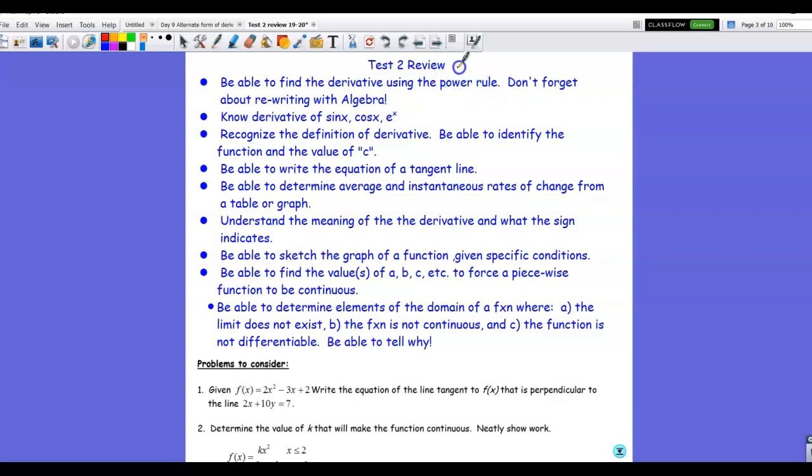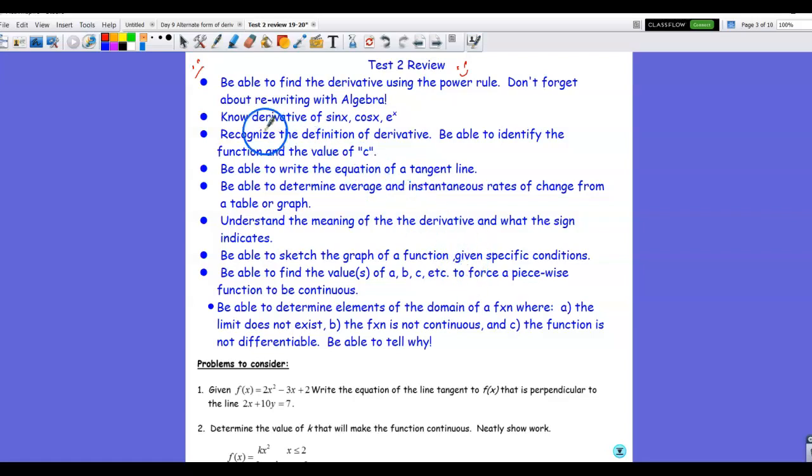So when I read this, I really felt good about myself. But when it said, don't forget about rewriting with algebra, I became more of, I probably need to practice some rewriting in algebra. And you can use whatever scale you want to, happy face, frowny face, flat face, or you can do a 5, 4, 3, 2, 1. But I think this is an important time to analyze yourself and determine what you know and don't know.